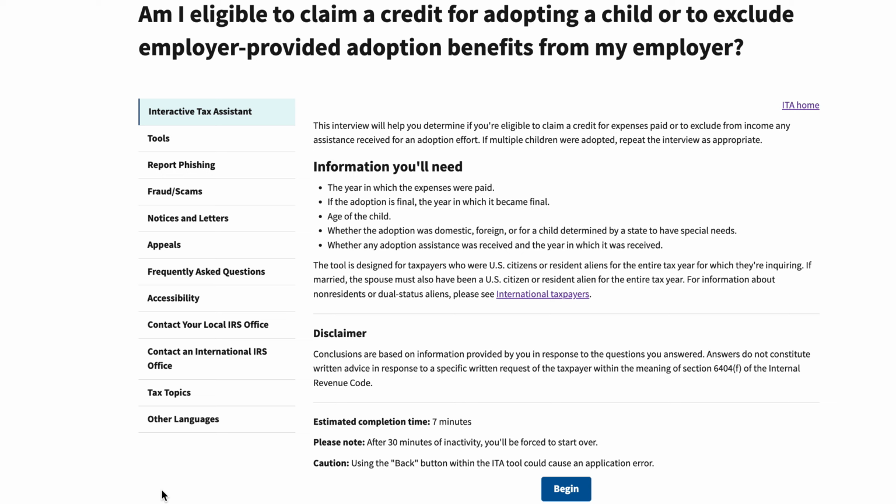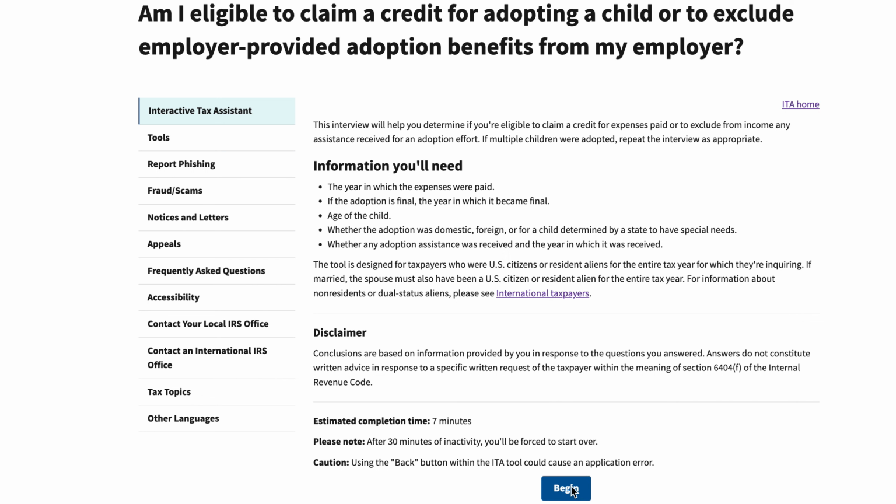You'll need a couple of key pieces of information to proceed through this tax tool. You'll need to know the year in which your expenses were paid. You'll need to know the year that your adoption became final, if it is a final adoption, the age of the child, whether or not the adoption was domestic, foreign, or for a child determined by a state to have special needs, and then whether or not you received any adoption assistance, and if so, which year you received that assistance. If you have all of this information, the IRS website estimates that this should take about 7 minutes. So let's go ahead and begin.